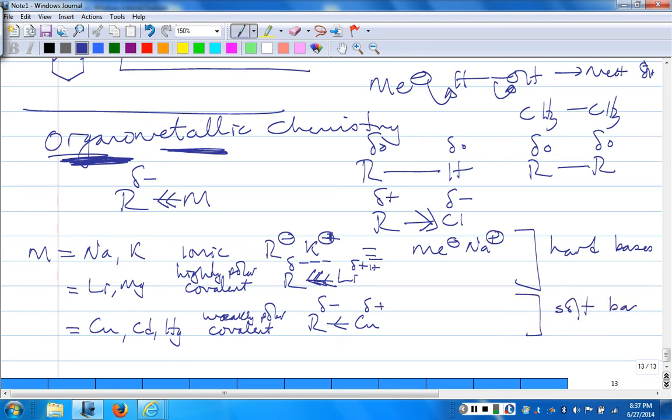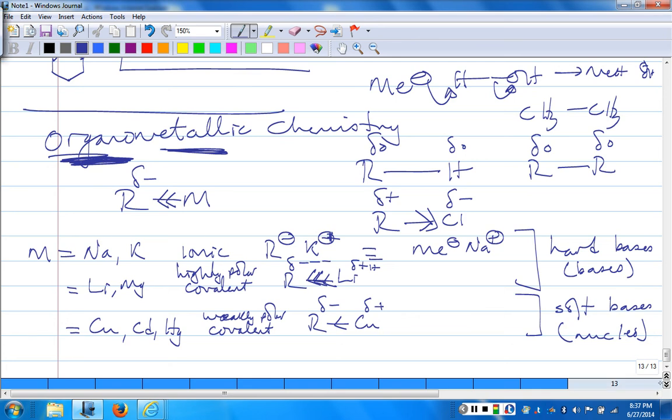The electron density is low, the charge density is low. These tend to function as nucleophiles, right? These tend to function as nucleophiles, whereas the hard ones tend to function as classic bases. So it is the nature of the metal that defines the character of the R group. Okay.